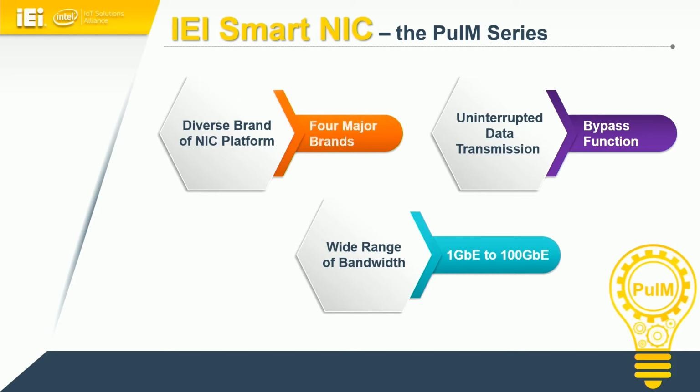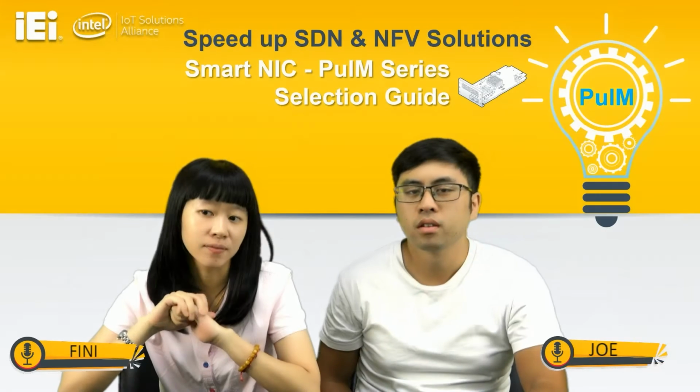Third, uninterrupted data transmission. Disconnection is a less tolerable problem for network applications. So PulM also provides a bypass function. You can choose 1 GB bypass and 10 GB bypass, so that even if the CPU or the power supply is broken, the network transmission can still operate normally by using the bypass function. Okay, understood.